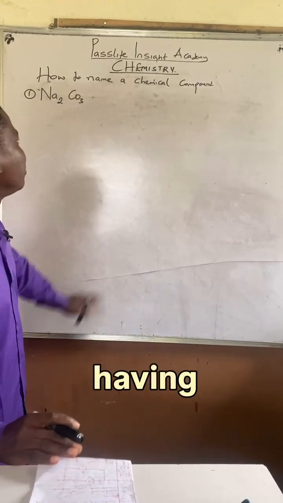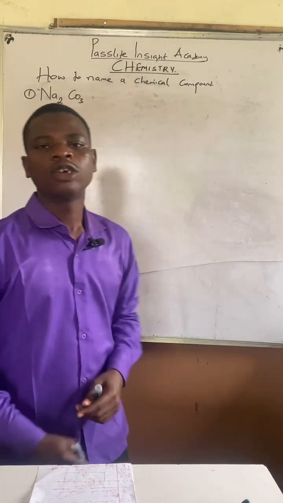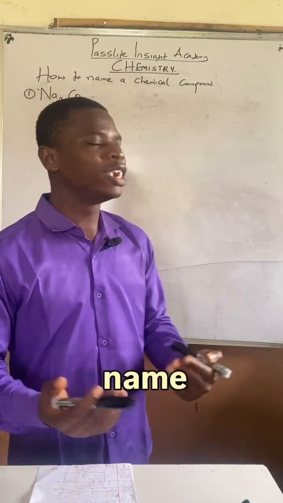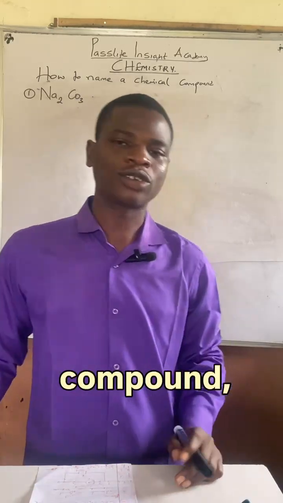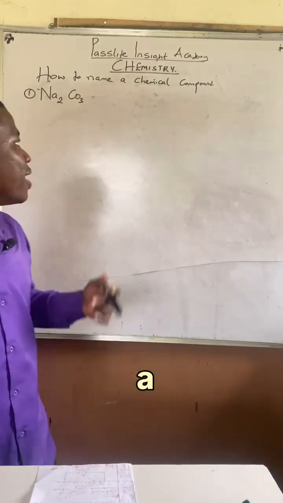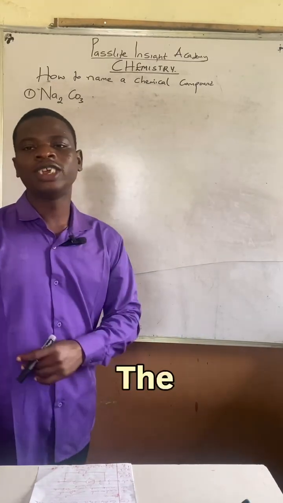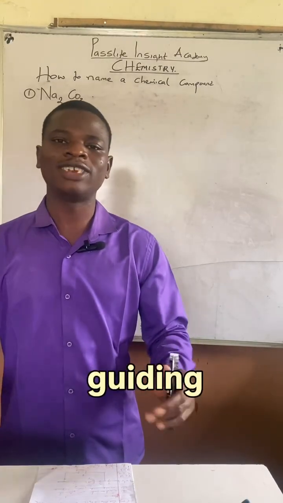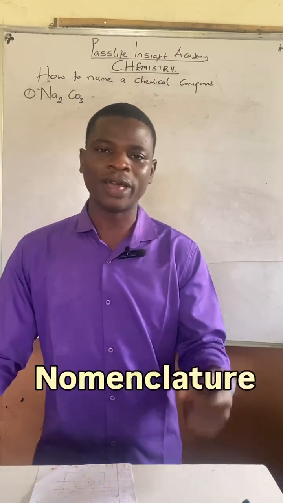So today we are having chemistry, as you can see it on the board. Today we are working on how to name a chemical compound, one of the interesting topics in chemistry. How do you name a chemical compound? There's one law that is guiding us. The law is called IUPAC nomenclature.